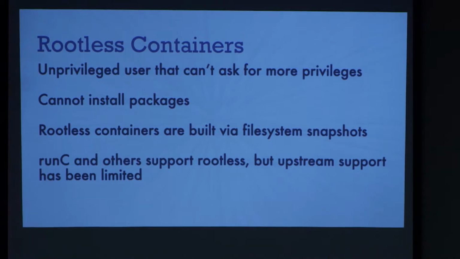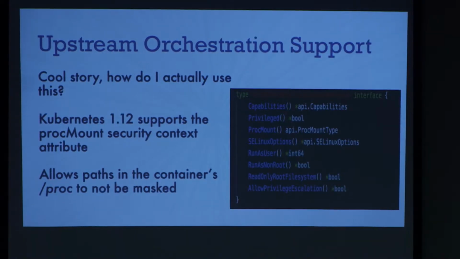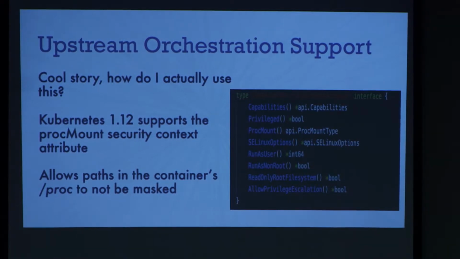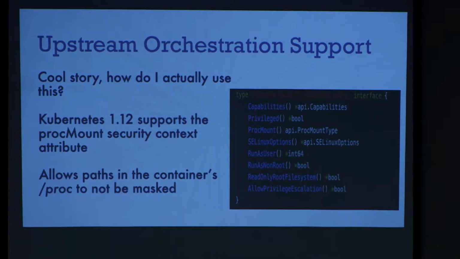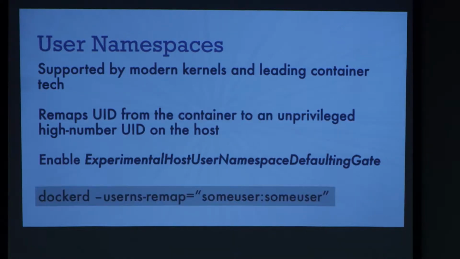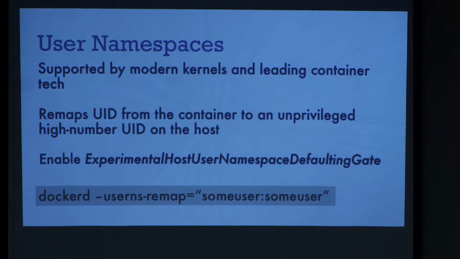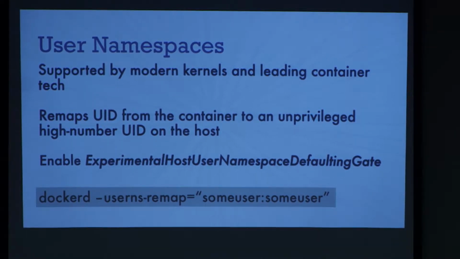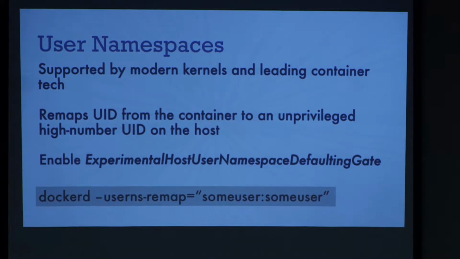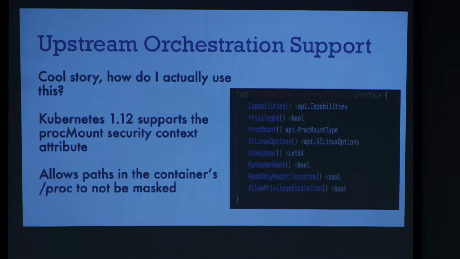Kubernetes has some support in 1.12 within the process mount security context attribute. If you flip that, you do have the ability to work with some of the rootless container stuff, but use it at your own discretion because it's fairly new. And if you've been working with Kubernetes for a while, you see things like experimental and alpha and beta thrown around like it's nothing. So take that with a grain of salt.